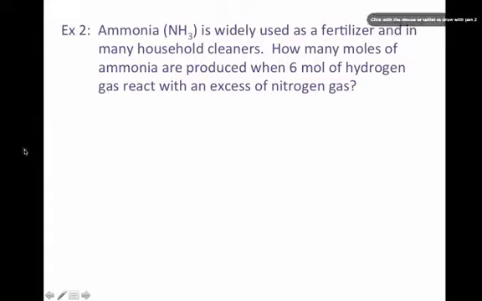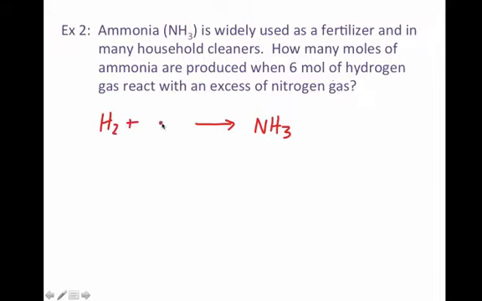If you take a look at this problem, you'll notice that it's a little bit different. Something's missing there. If you read through it, it says ammonia, NH3, is widely used as a fertilizer and in many household cleaners. How many moles of ammonia are produced when 6 moles of hydrogen gas react with an excess of nitrogen gas? So the first thing we have to do, hopefully you figured out, is to write a balanced equation. It says how many moles of ammonia are produced, which means the ammonia is going to go on the product side. And it says 6 moles of hydrogen gas, which is a diatomic, react with an excess of nitrogen gas.